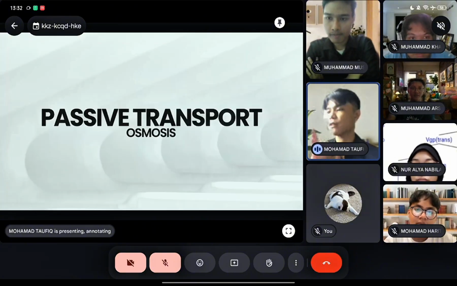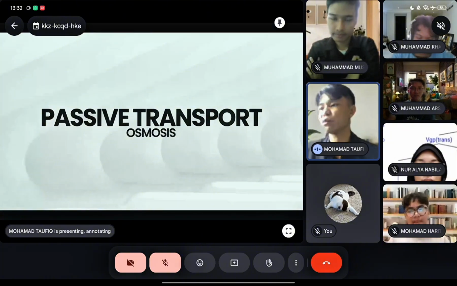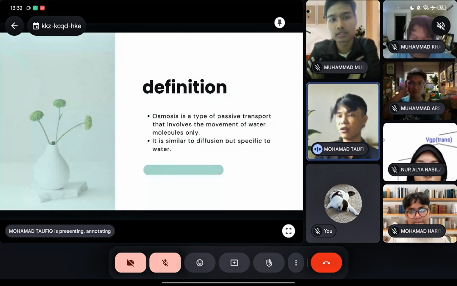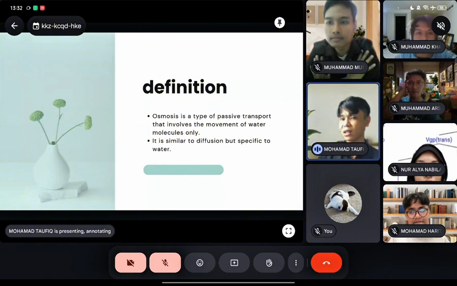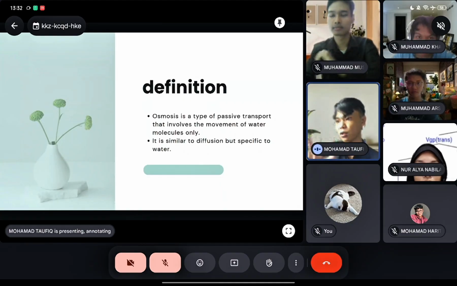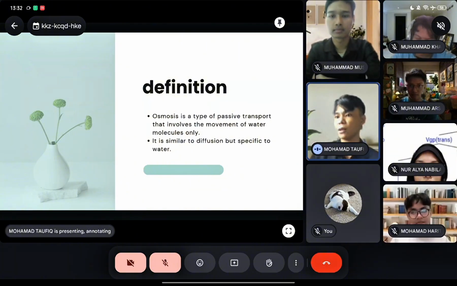First thing first, passive transport. Remember the name, passive transport. The example that we use will be osmosis, which is the transport of water. What is osmosis? Osmosis is simply a type of passive transport that involves the movement of water molecules only. It is similar to diffusion, but diffusion works with lipid-soluble substances, whereas osmosis involves water molecules only. That's why it's specific to water.